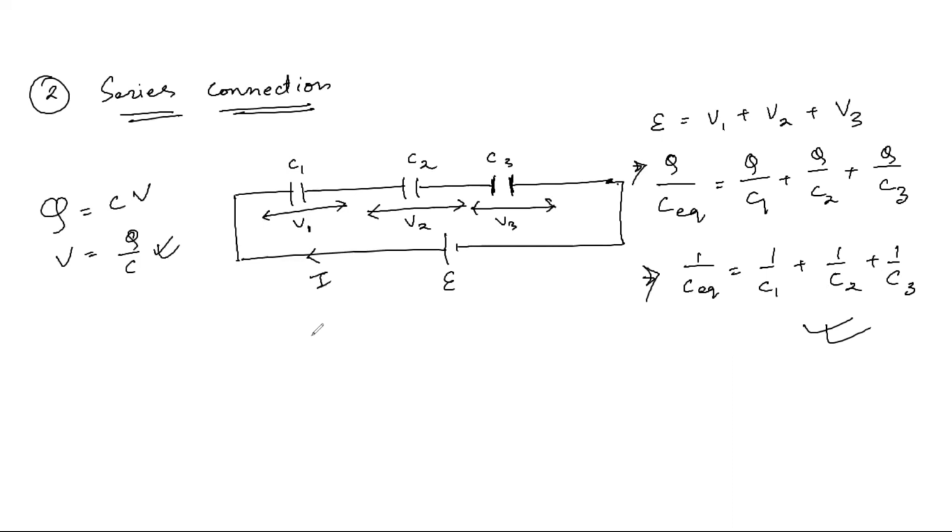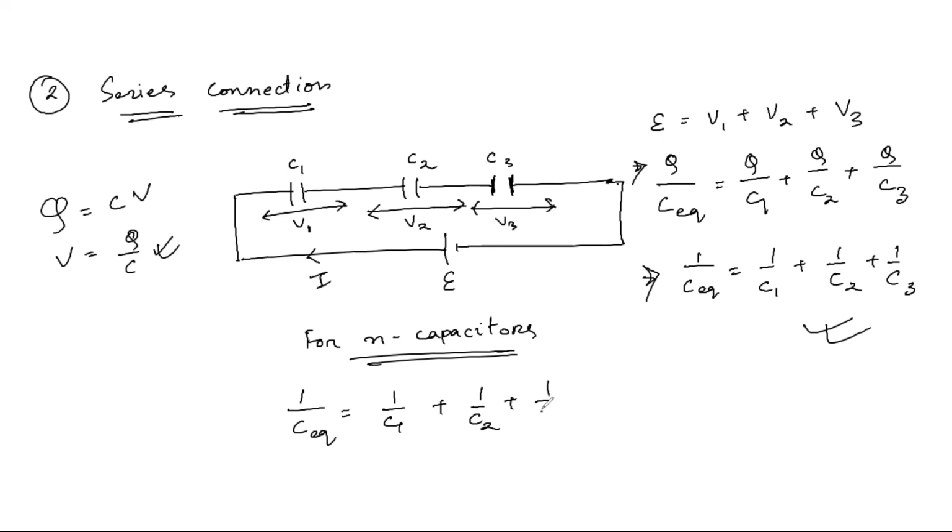Similarly, we can continue for n capacitors. If I want to know the equivalent capacitance for n capacitors, we are just going to write 1 by C1, 1 by C2, 1 by C3, up to 1 by Cn. Cn is the capacitance of the nth capacitor. So this is how we group or connect different capacitors in a circuit.